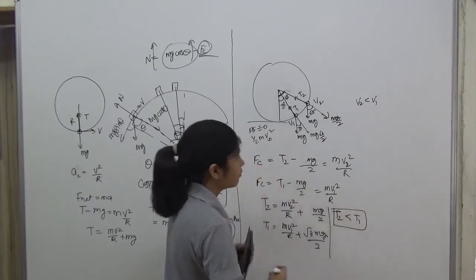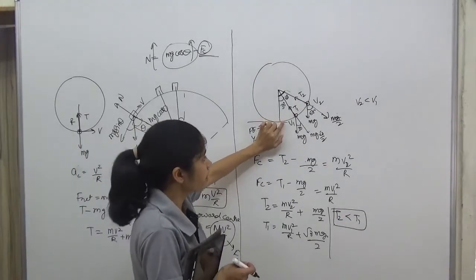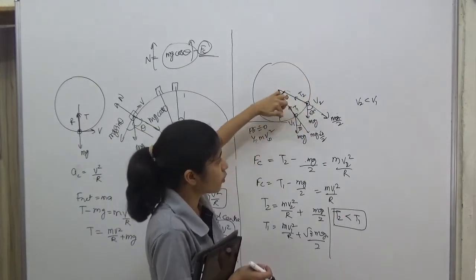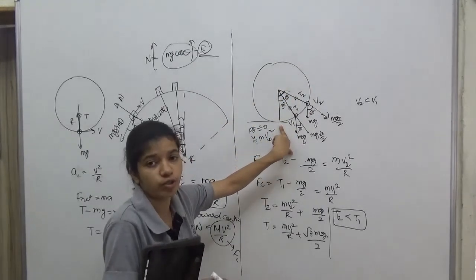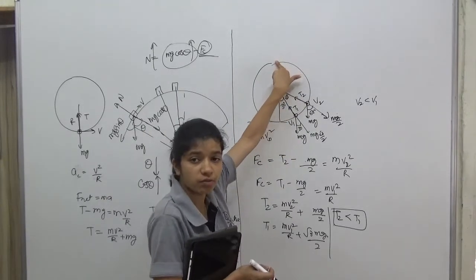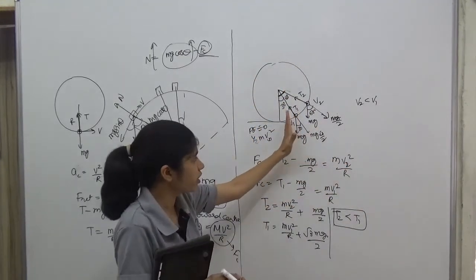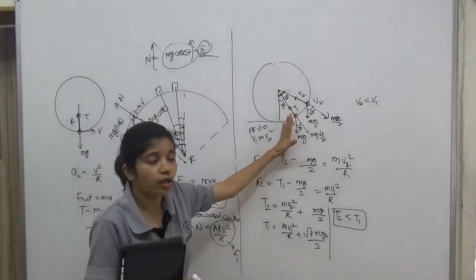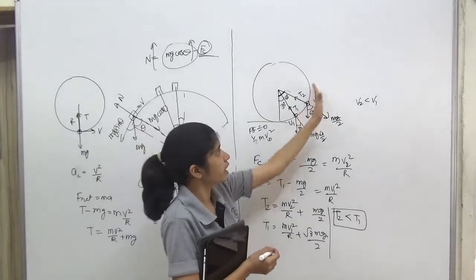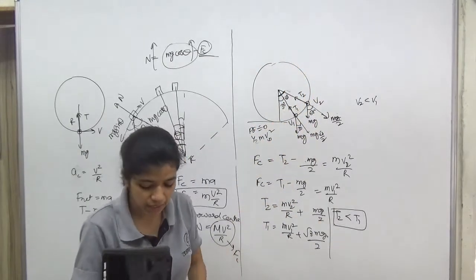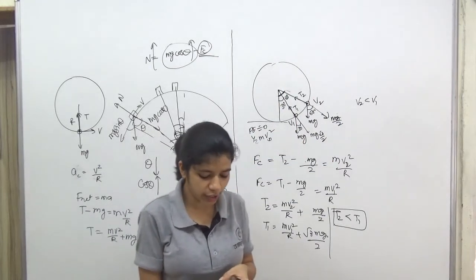And we already know that when we are at this position, tension is highest. When we are moving upward, tension slowly decreases. And if we give root 5 gr velocity at the bottom, tension at the top becomes 0. Slowly the velocity is decreasing and tension in the string is also decreasing. So when we are closer to the bottommost position, we have more tension in the string. If we are towards the topmost point, tension will be less. So T1 will be greater than T2.